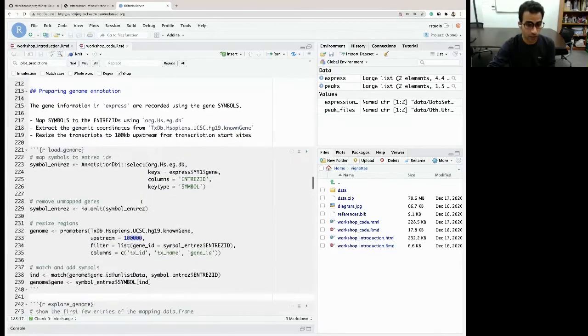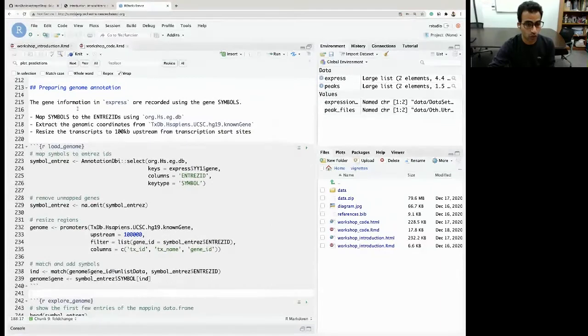So next, we're preparing the genome annotation. The issue here is that in the express object, the gene names are encoded as gene symbols. So we will map the symbols to the Entrez IDs using the organism package, and then we extract genomic coordinates in terms of the start and the end sites of each of the transcripts from the hg19 TxDb package. And then I will resize these transcripts to 100 KB upstream from the transcription start sites.